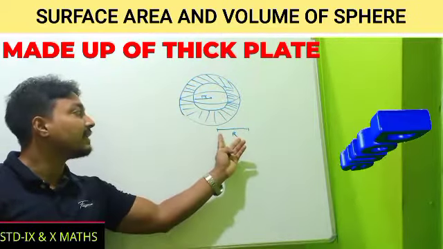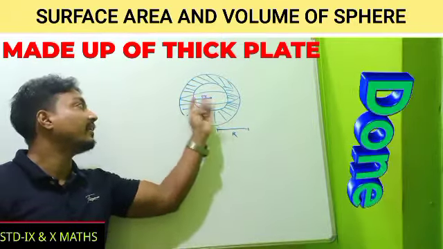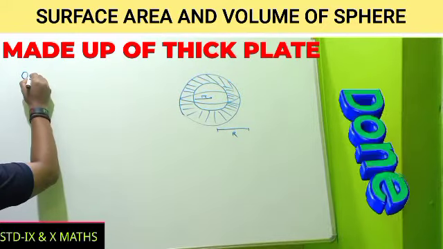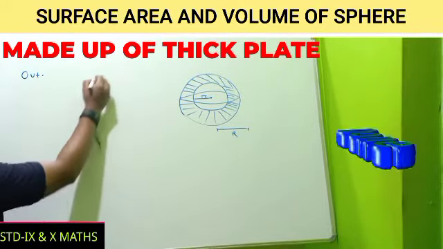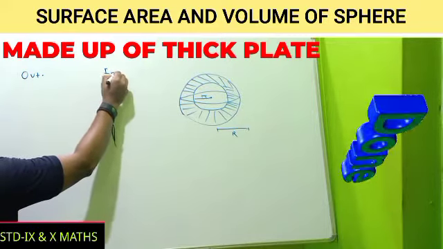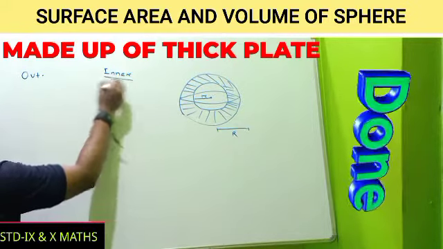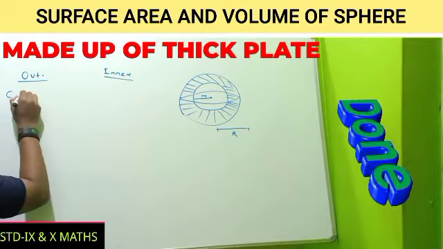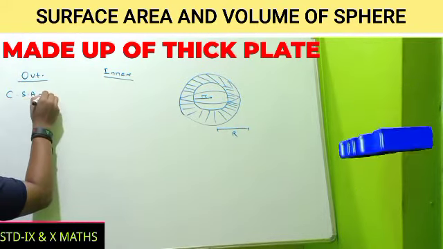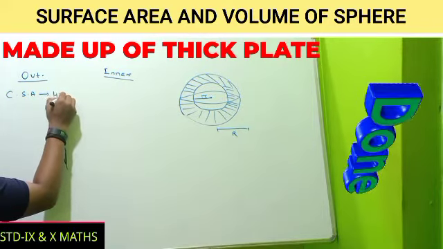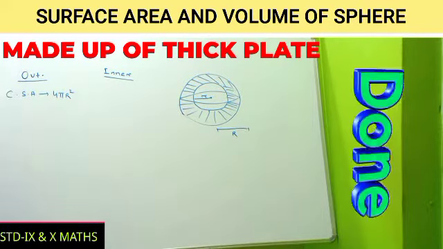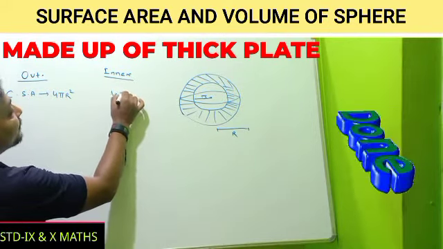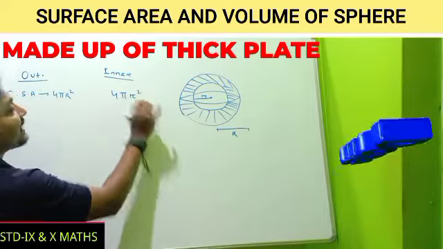Here, for the outer curved surface area, the radius is capital R, and here it is small r. Remember, here I am writing 1 for outer, and here I am writing inner. The outer curved surface area is 4 pi capital R square, and the inner curved surface area is 4 pi small r square.